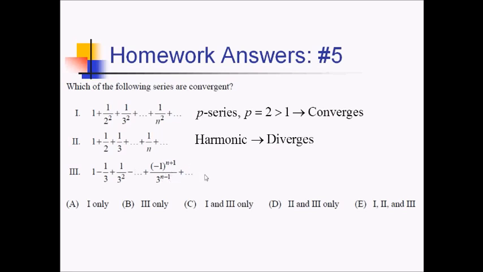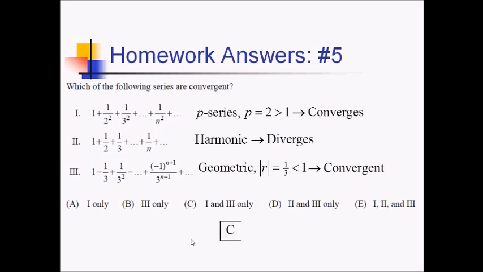But another way to do this one, if you haven't seen that test yet, is you might notice that we're multiplying by negative 1/3 each time to get the next term. So this is actually a geometric series with an absolute value of the common ratio that's 1/3. Since that absolute value of the ratio is less than 1, that means that this is going to converge by the geometric series test. So at the end, options 1 and 3 were the only ones that converged, so choice C.